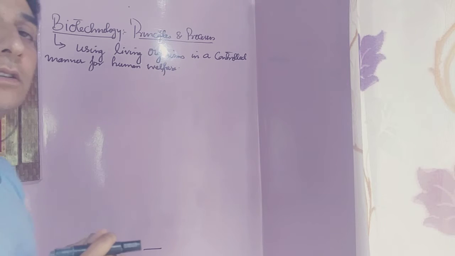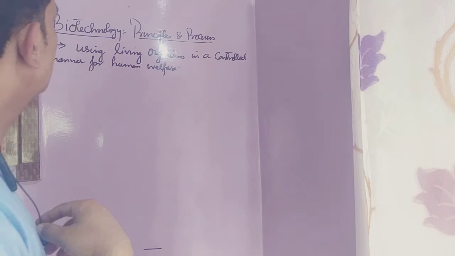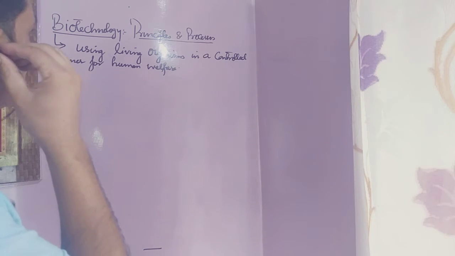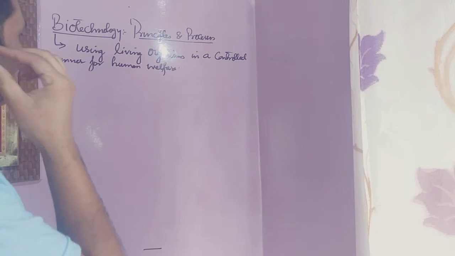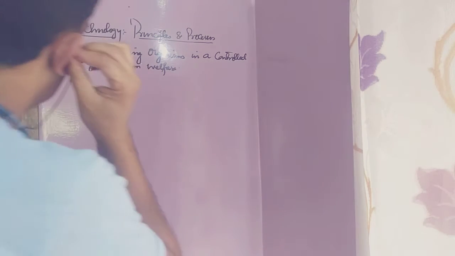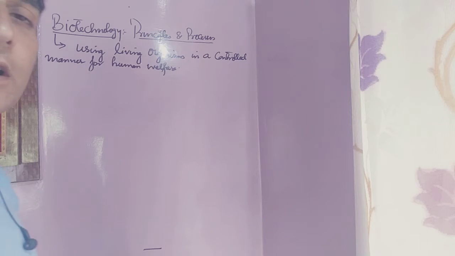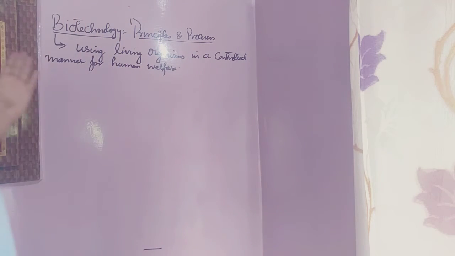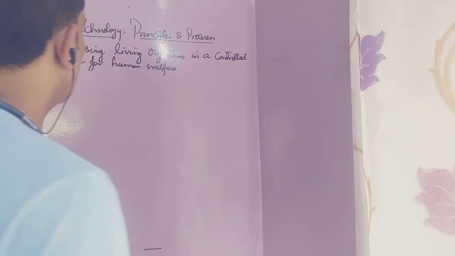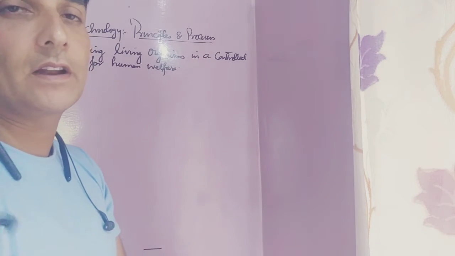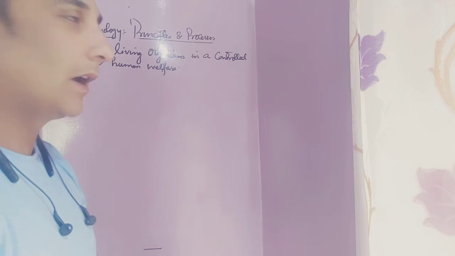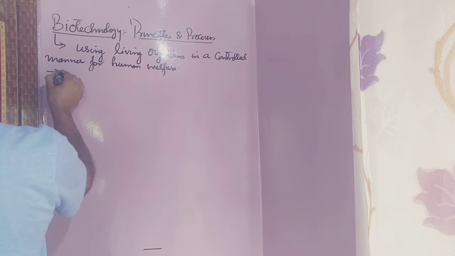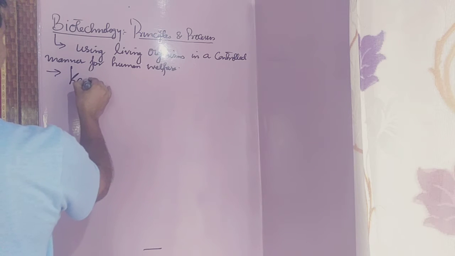Welcome students. Today our topic for discussion is the new unit, that is biotechnology. Basically, biotechnology is simply using living organisms in a controlled manner for human welfare. As you have seen over here, using living organisms in a controlled manner for human welfare is called biotechnology. The term biotechnology was first of all used by Carl Ereky.